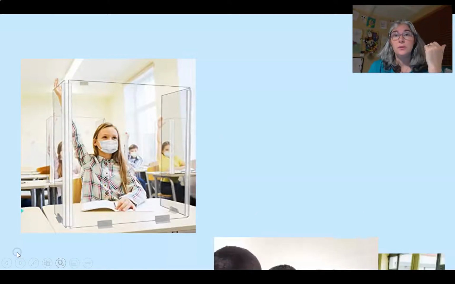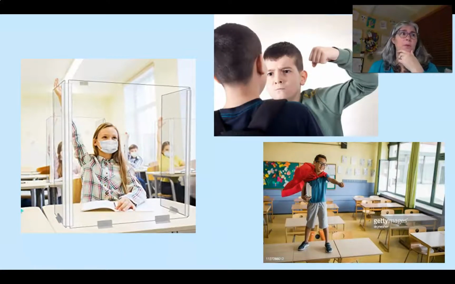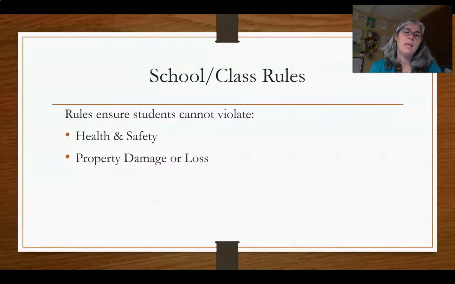When it comes to safety, there are a variety of issues, whether we're talking about bullying and fights, or something as simple as a student standing on their desk. That is a safety issue because they could fall and get hurt. Or students climbing bookshelves where they could get seriously injured. All right, then we have property damage or loss. Again, that is something else that students simply cannot violate.